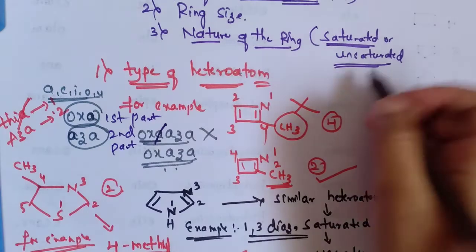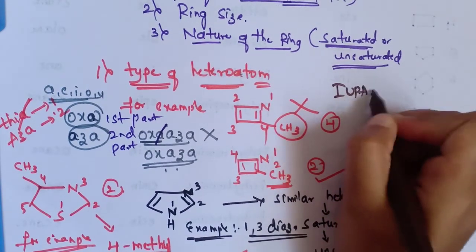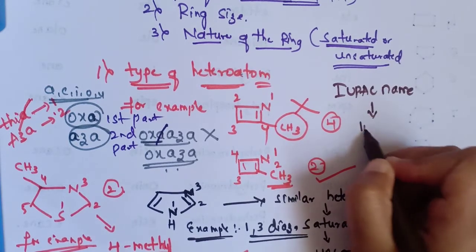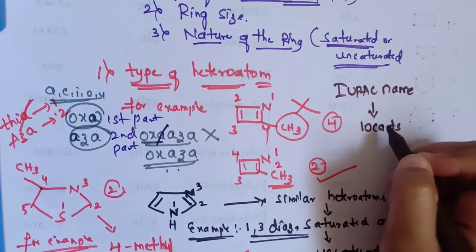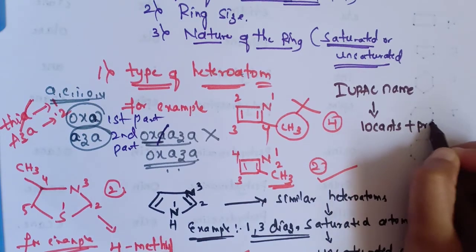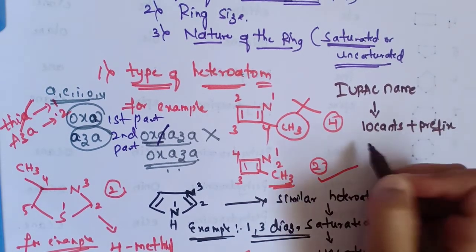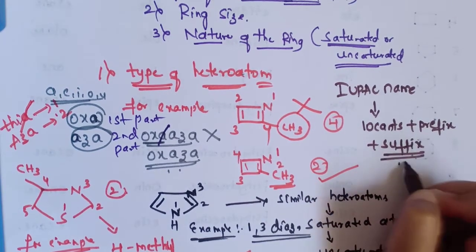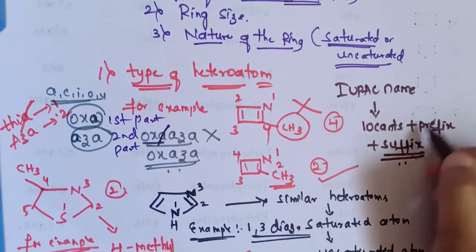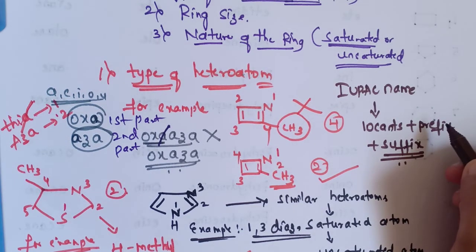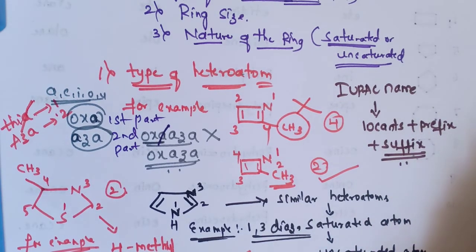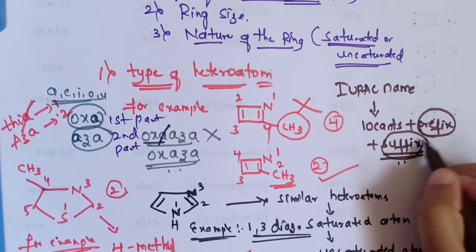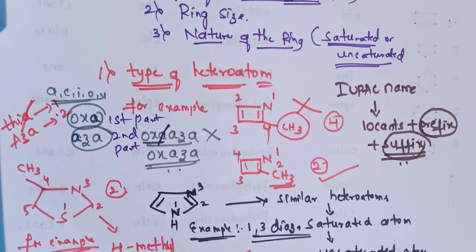Now for naming this IUPAC, it is very important. For this IUPAC name, first we should write the locants, next the prefix, and then the suffix. Locants means numbering, whereas the prefixes are thiaza, oxaza and so on. These are the prefixes, and for the suffix there is a table to study.